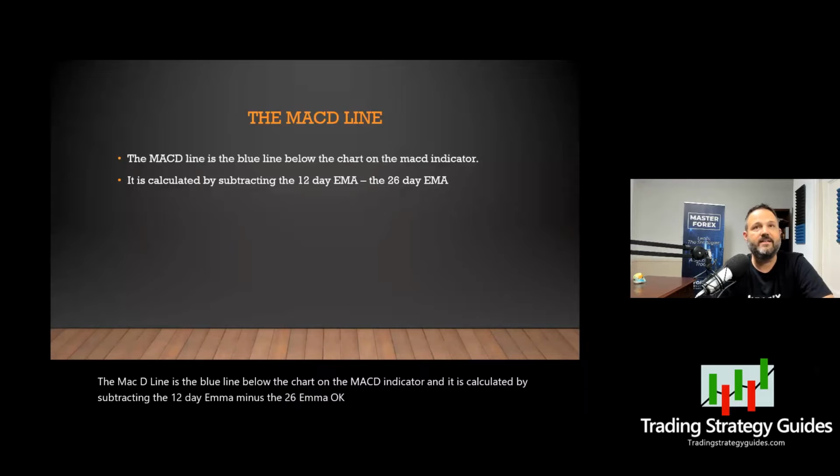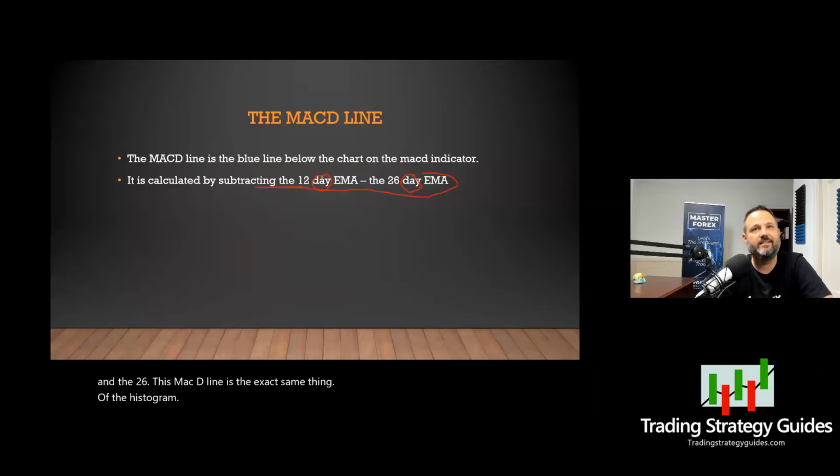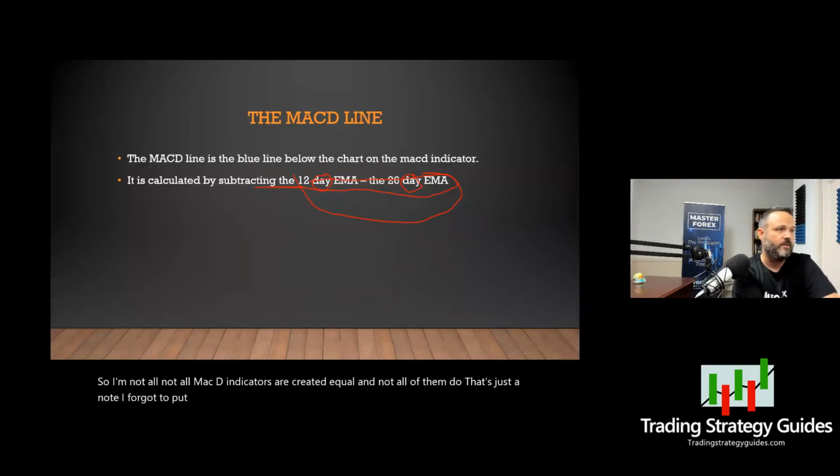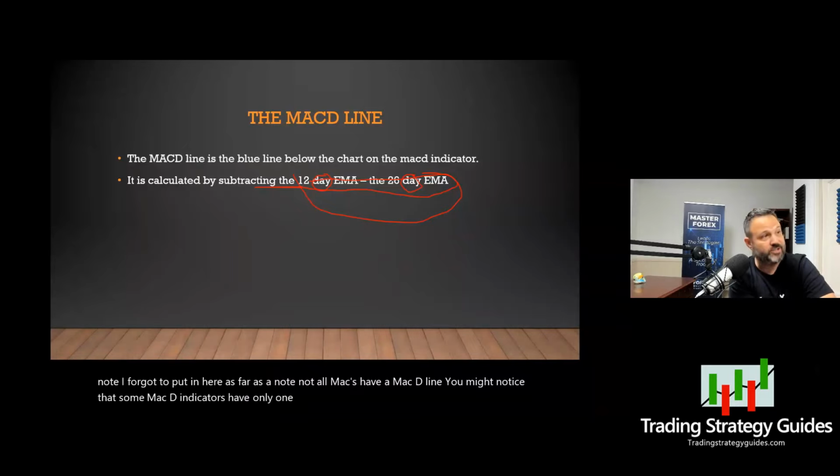Okay, so again, this is really the exact same thing, guys. And I use the day here, it doesn't matter. It doesn't have to be day. It's just the 12 and the 26. This MACD line is the exact same thing as the histogram. Exact same thing. Okay. So not all MACD indicators are created equal. That's just a note I forgot to put in here. Not all MACDs have a MACD line. You might notice that some MACD indicators have only one line, but most of the MACD indicators have two lines.